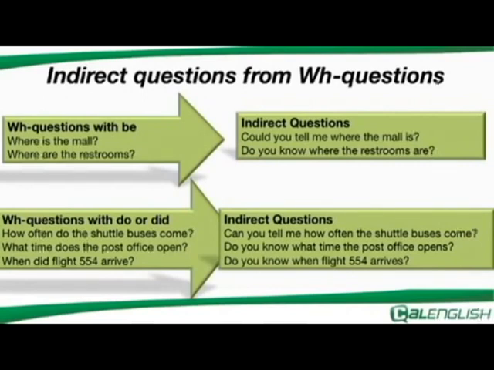As you can see, what happens? How do you turn a WH question into an indirect question? Well, I'm going to show you. First of all, you see here, where is the mall? First, you're going to put, could you tell me where the mall is? So you're going to put the verb at the end of the sentence, okay? Always at the end. So if you have here is or are, you're going to put it at the end of the sentence. So for example, could you tell me where the mall is?